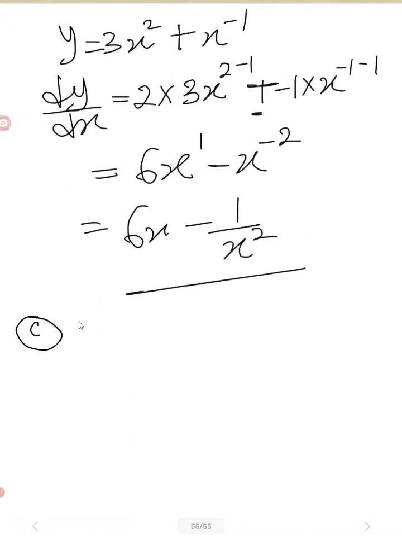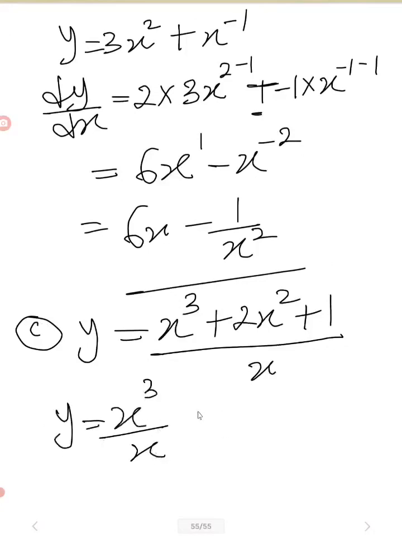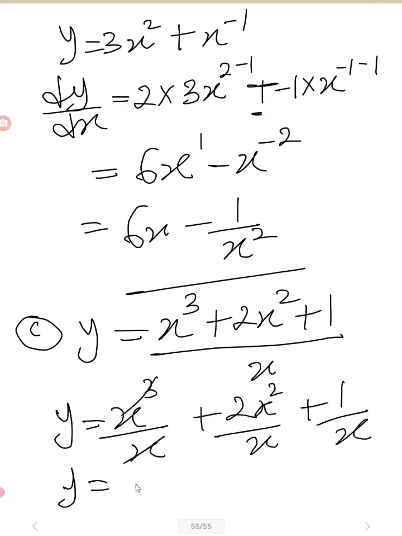C, it said that y is equal to (x cubed plus 2x squared plus 1) all over x. Here, what exactly you need to do is simplify first before you continue, which will give x cubed over x plus 2x squared divided by x plus 1 divided by x. So if this cancels this, y will be x squared. This will cancel this, plus 2x plus x raised to the power minus 1.